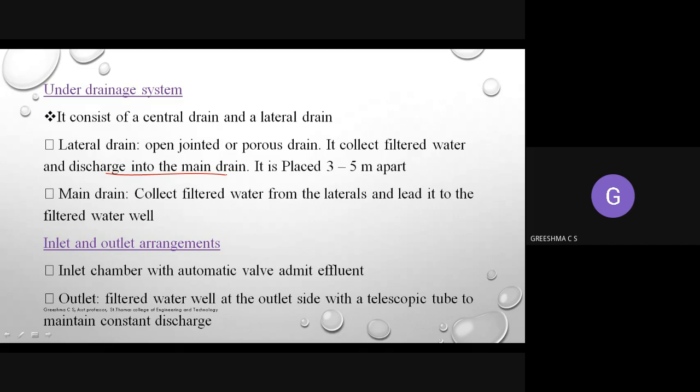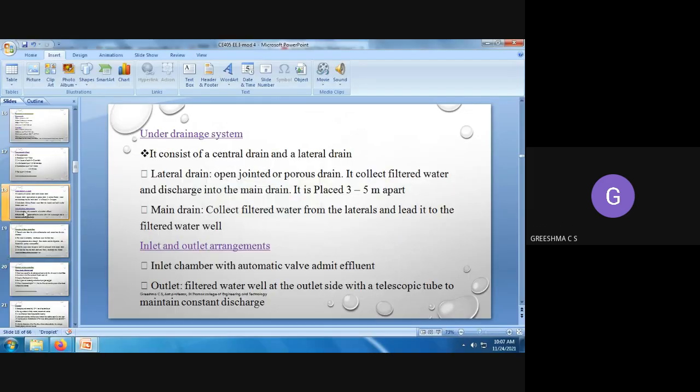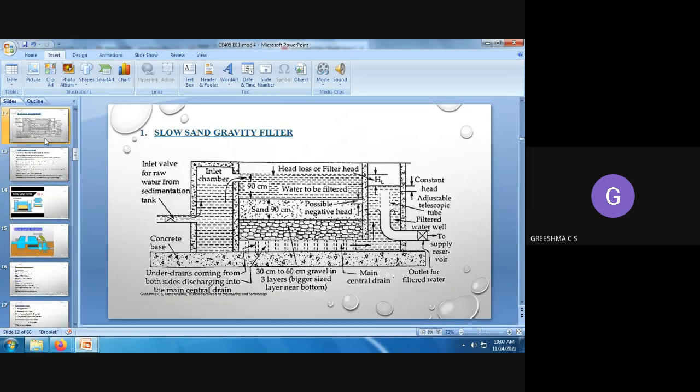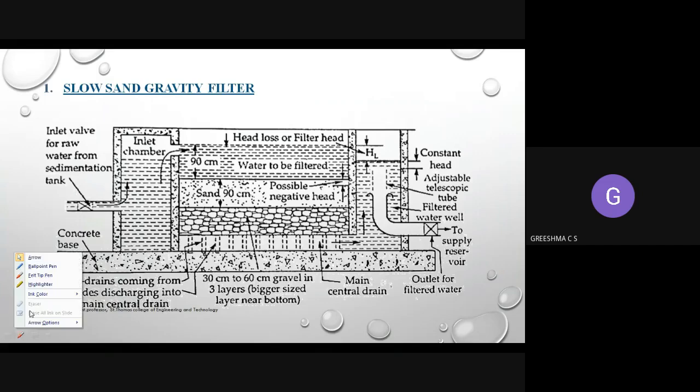In this figure you can see there is an inlet chamber, and there will be an inlet valve that allows the water to pass through the filter bed. Here you can see the outlet chamber.